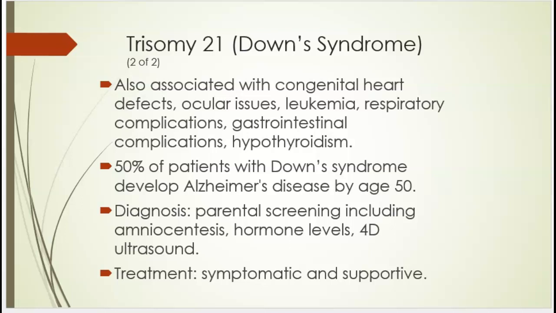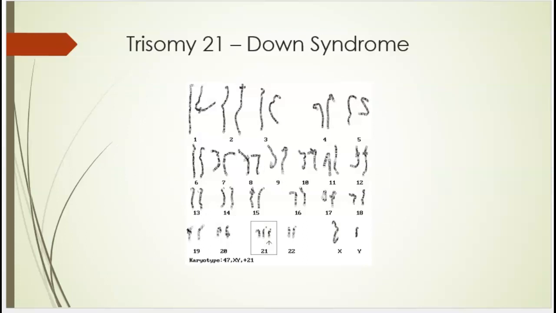So prenatal screening, the 4D ultrasound, amniocentesis, hormonal levels are all ways to screen for that. Treatment, there is no treatment. We know it's symptomatic and supportive. And there's a picture of it right there, the extra one at 21.